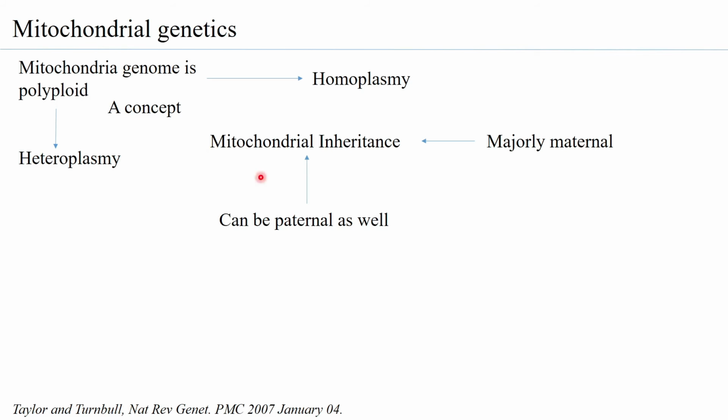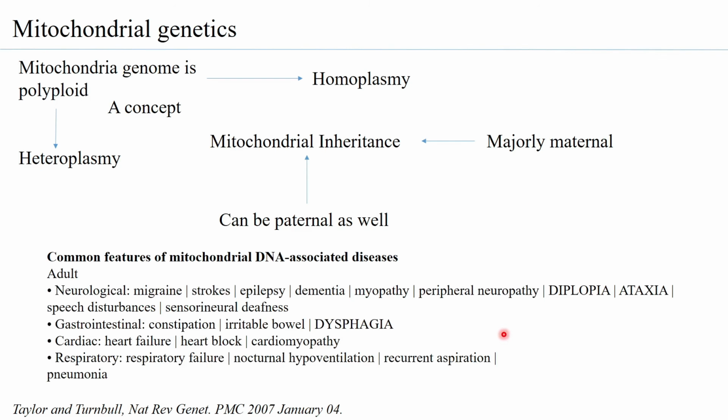Now, you would find that a lot of mitochondrial inheritance and genetics has been studied by what is called transmitochondrial hybrid formation. So what people do is they actually insert a mitochondria in a cell which does not have mitochondria, to see the effect of the mitochondria that has been inserted.